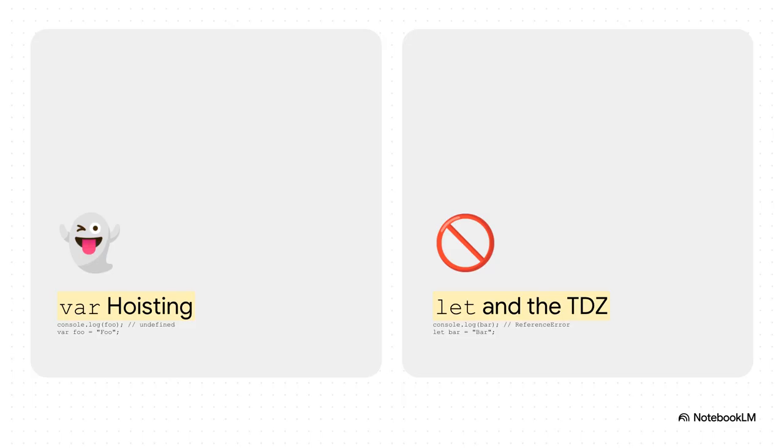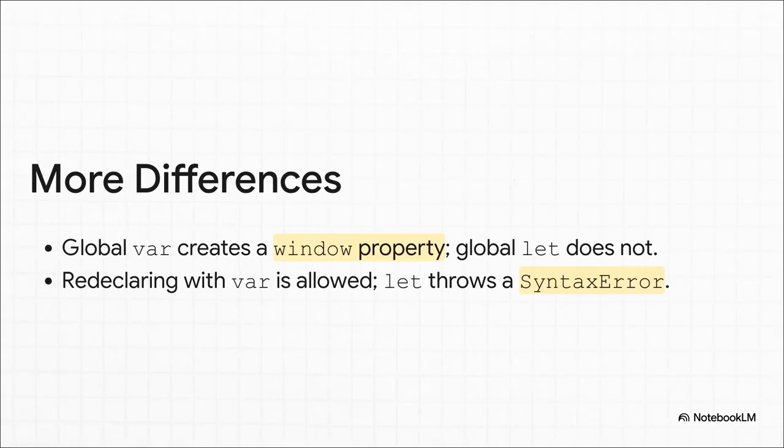That little sliver of time from when the block starts to when the let variable is actually declared, that's the temporal dead zone. It's a safety net that stops you from using a variable before it's ready. And there are a couple more big differences.